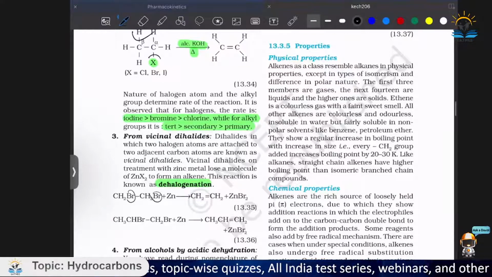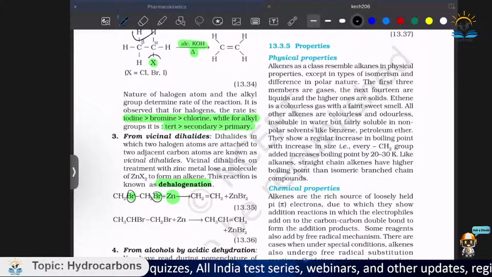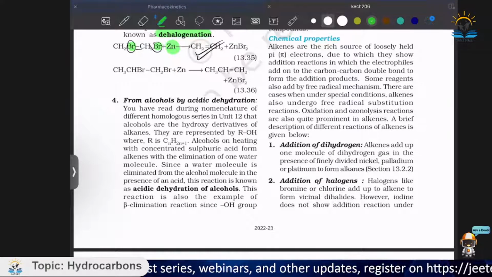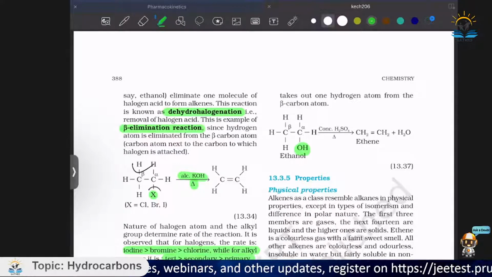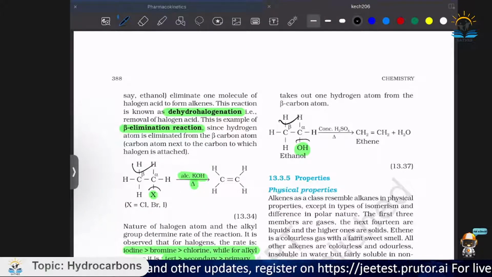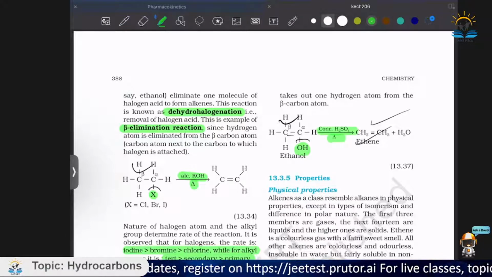Next example is from alcohols by acidic dehydration. This is also a beta elimination reaction. Here, instead of a halogen, you have an OH. You remove an OH, you remove a beta hydrogen, create a double bond, and you get your alkene. The difference is there is concentrated H2SO4 here instead of alcoholic KOH.